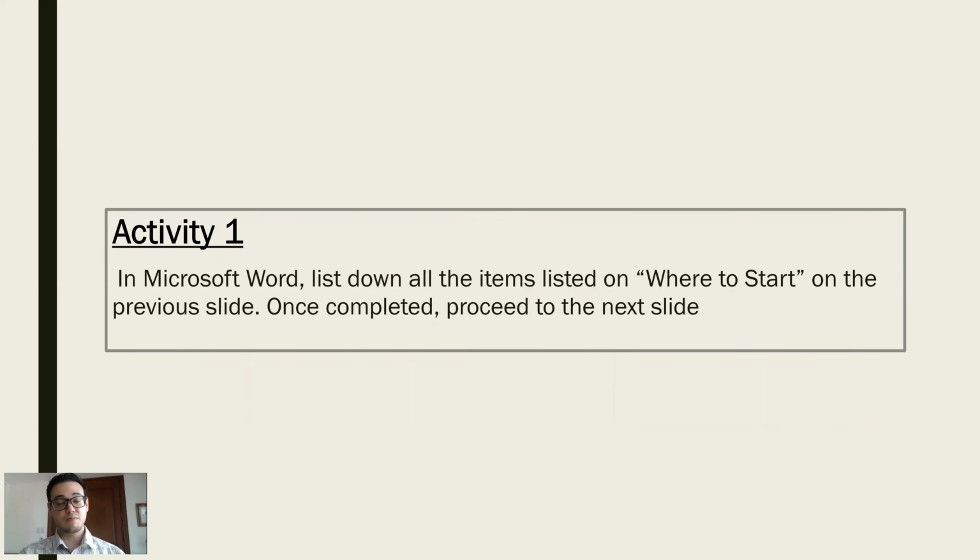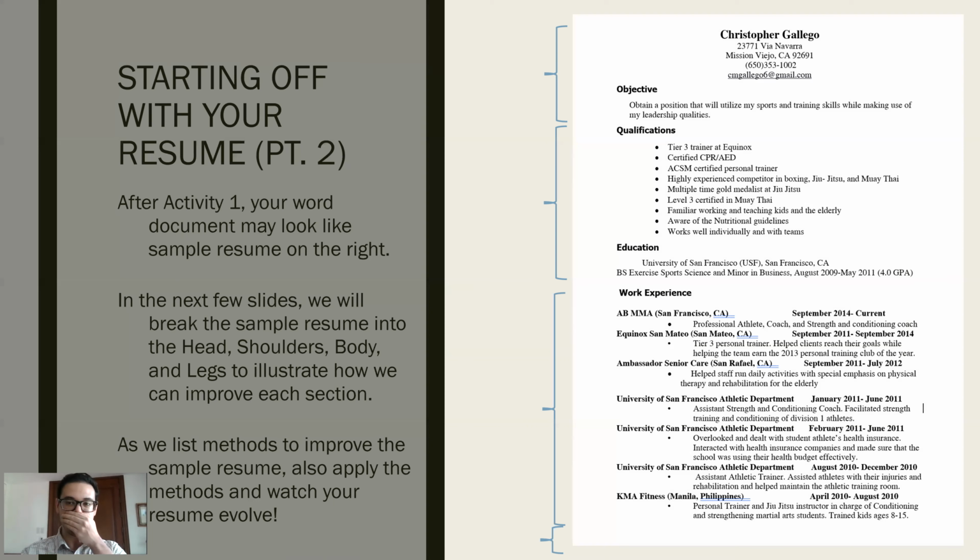On a blank piece of paper or on Microsoft Word, just simply write down all the items listed on where to start, all your skills, accomplishments. Okay. So pause the video now in activity one and write it down. Okay, great. Finished. We're going to move to our next slide.